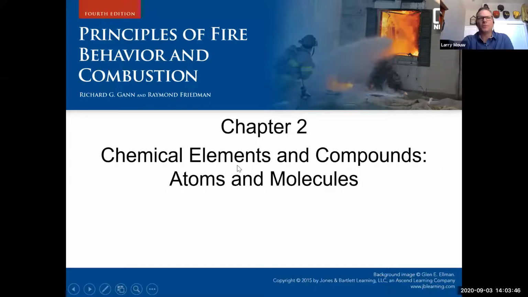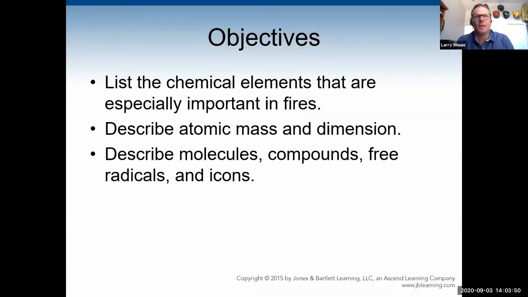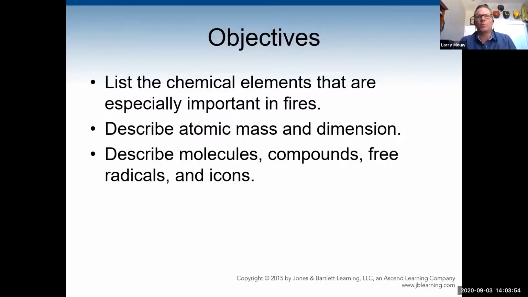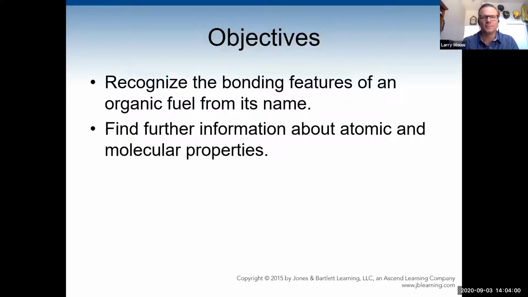There we go. Chapter 2, chemical elements and compounds, atoms, and molecules. So we're going to look at listing the chemical elements that are especially important in fire, describe atomic mass and dimensions, describe molecules, compounds, free radicals, and ions. Recognize the bonding features, further information about atomic and molecular properties.